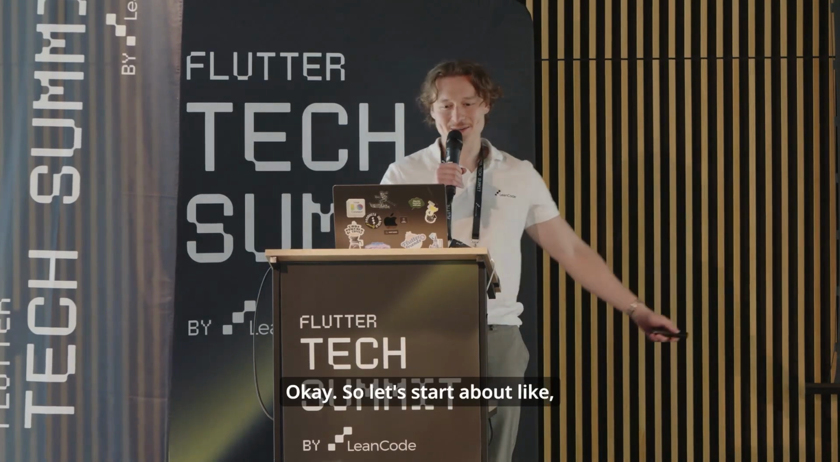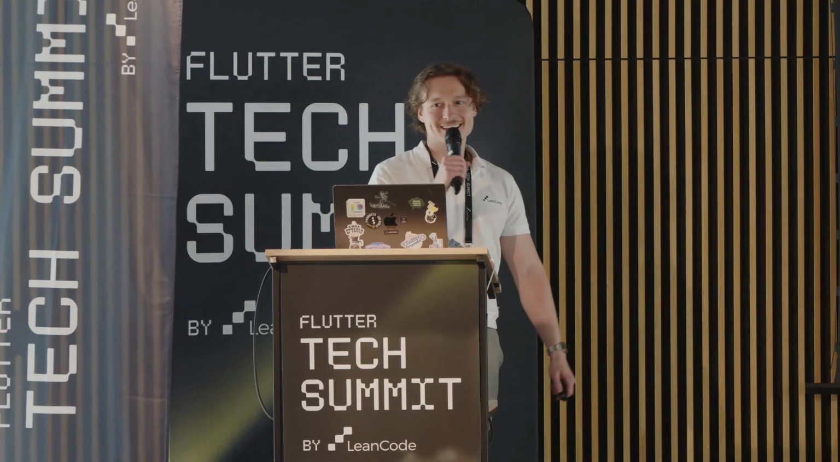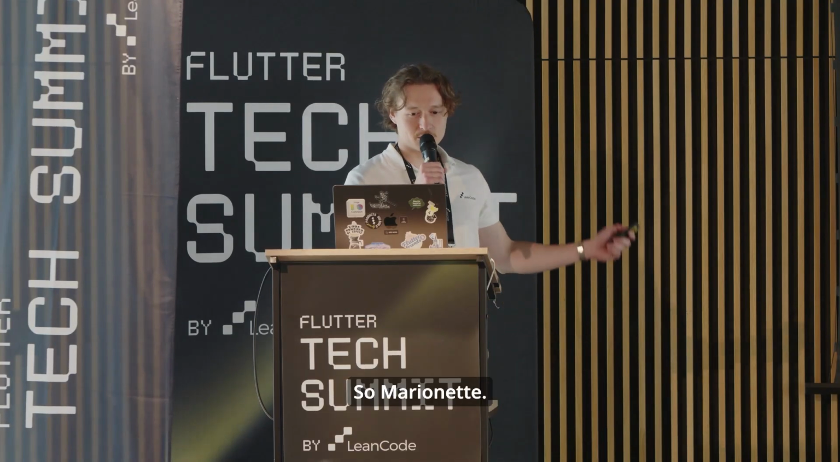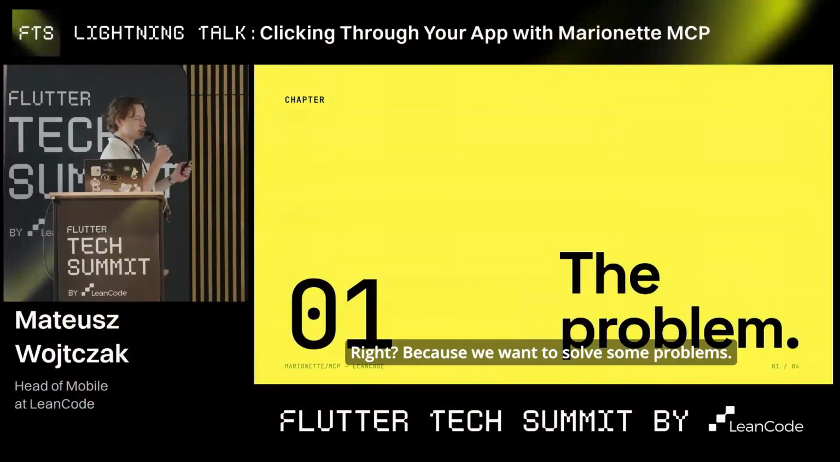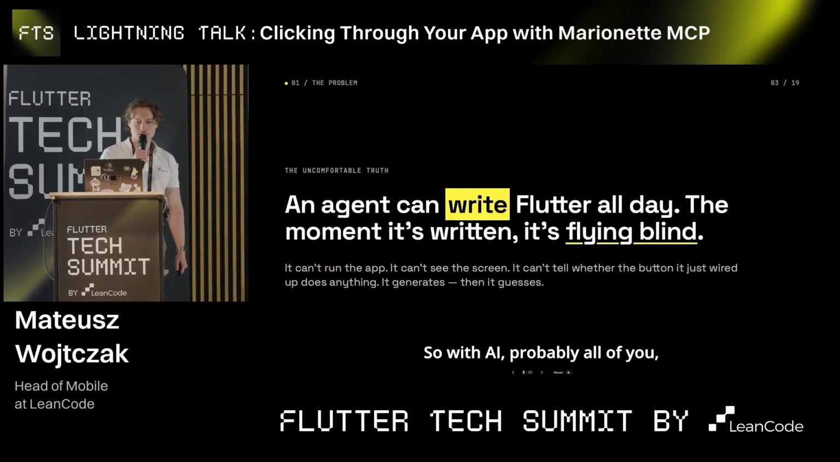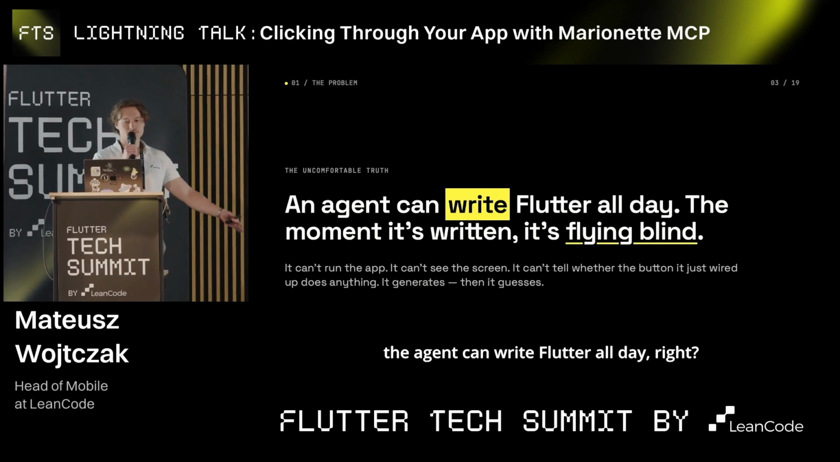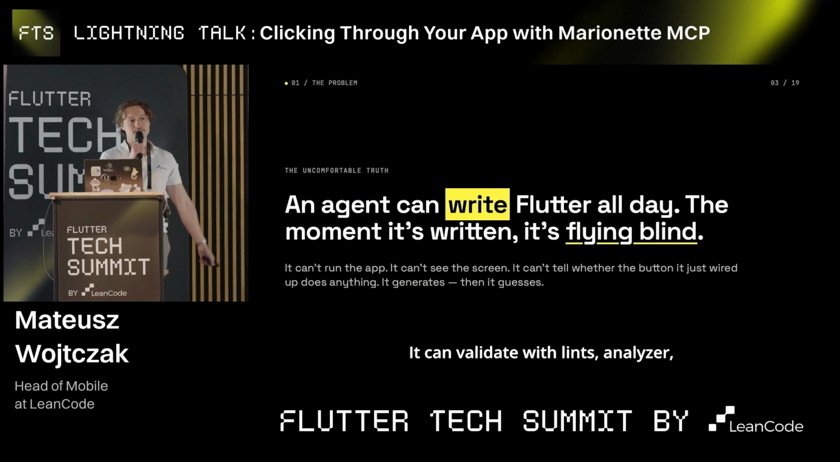Okay, so let's start a 10-minute lightning talk about our open source package. So Marionette, what's the problem? Because we want to solve some problems. So with AI, probably all of you, when you use an AI agent to code, especially UI stuff, the agent can write Flutter all day, right? It can validate with lints, analyzer, compile stuff, and so on. Use anything on your computer, but many times it's just flying blind.